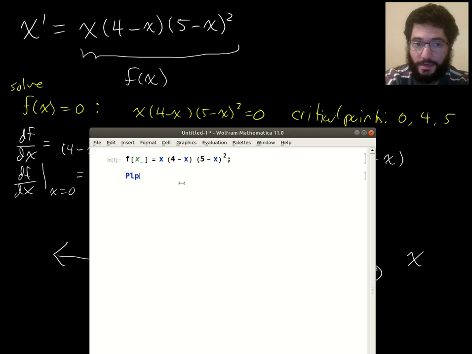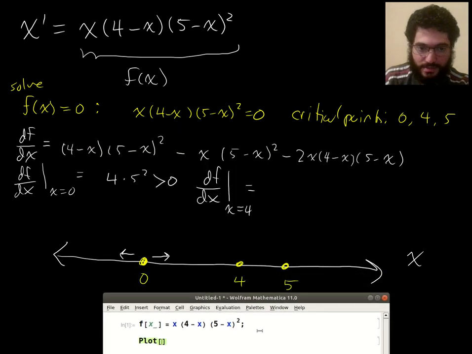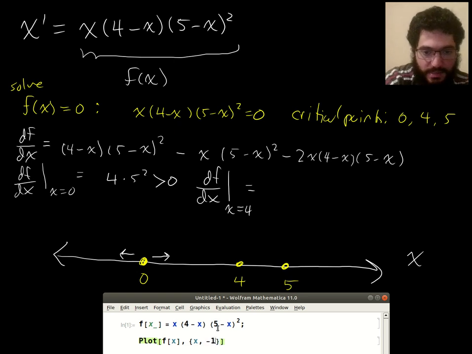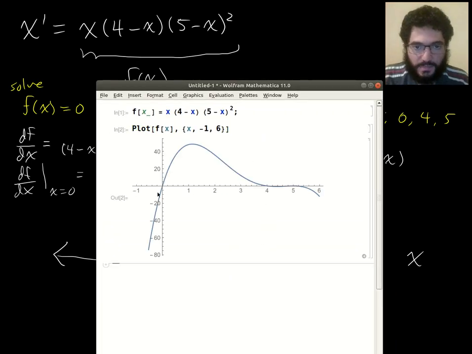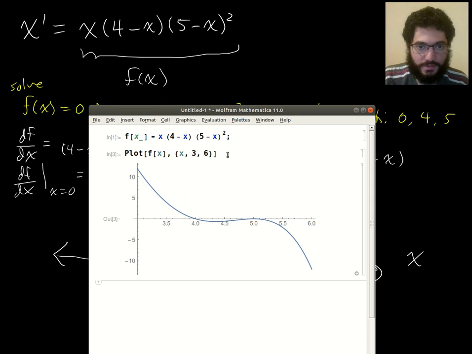And I could plot it if I want to. So this is one way to go. I would want to make a plot that includes 0 and that includes 5. So how about a plot from x equals negative 1 to x equals 6? Then you can see the critical point at 0 here, critical point at 4, and a critical point at 5. I guess the critical points at 4 and 5 are kind of hard to see. Maybe if I do a plot from 3 to 6. Yeah, you see here.